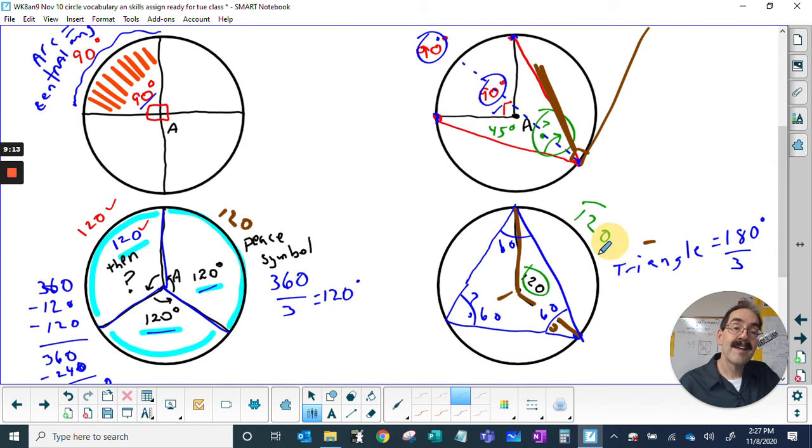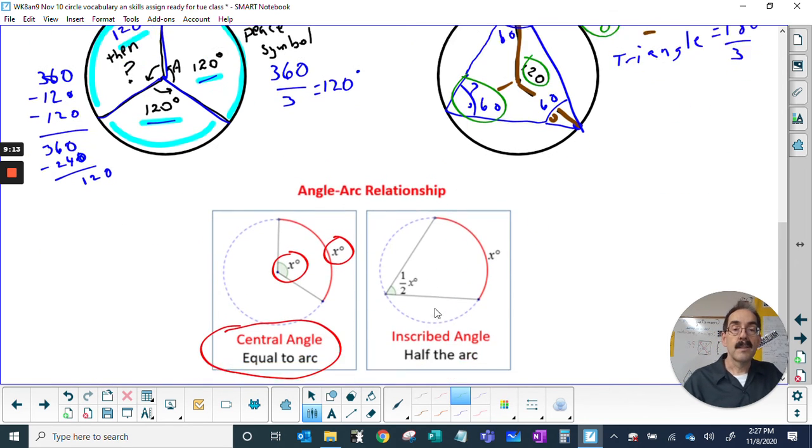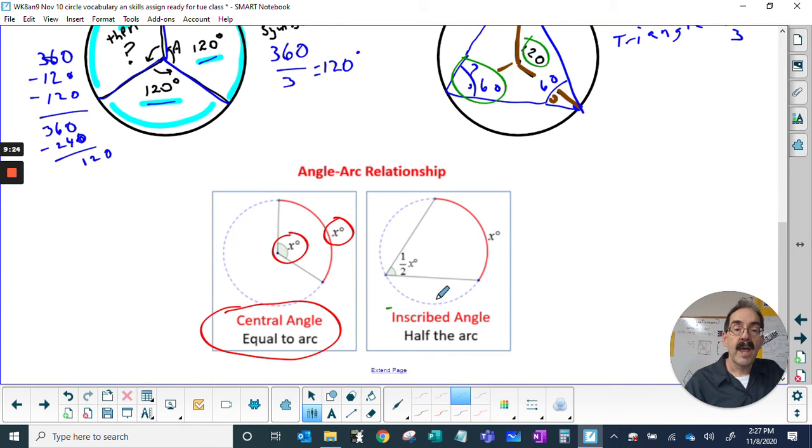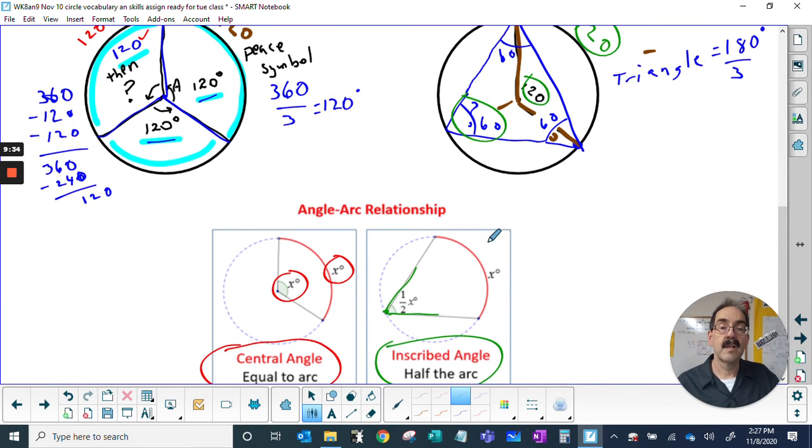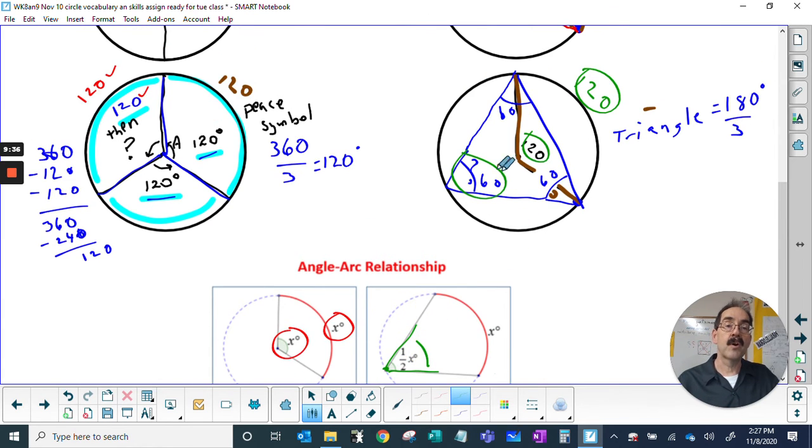Okay? So, with that, the rule is an inscribed angle, an angle that's on the edge of the circle. That measure is half of the arc length. Half. Okay? All right. So that's what we talked about in class. Now we want to actually go do some practice.